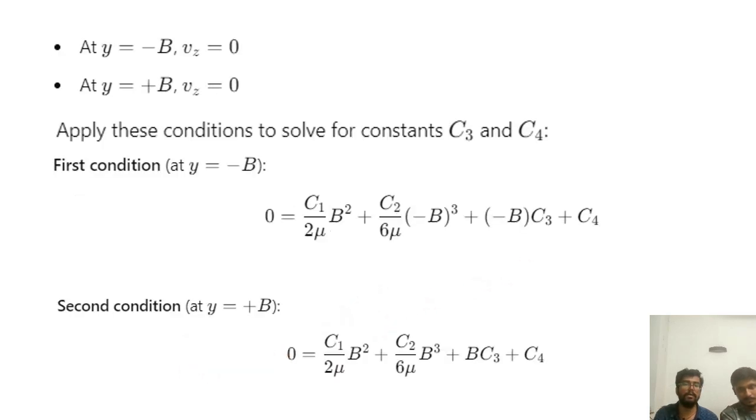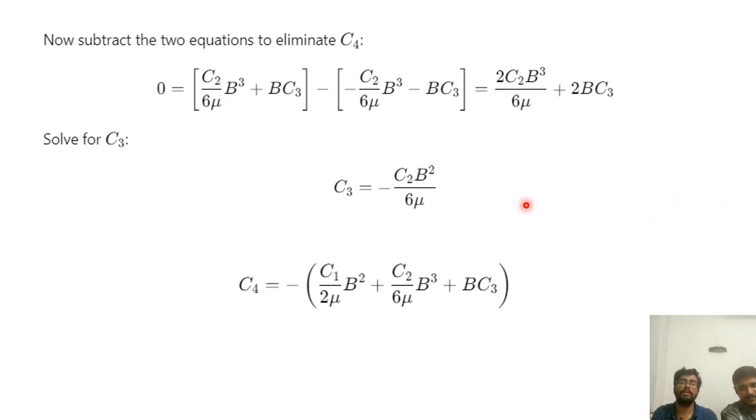No slip boundary condition. So after applying this no slip boundary condition, first we will put y is equal to minus b and vz is equal to 0. So we will get this equation. And after we will put y is equal to plus b and vz is equal to 0. We will get these both equations. Now from this we can subtract this equation to eliminate C4. So after eliminating C4, we will get C3 in terms of C2. C2 is again one constant which I had taken at the starting. We will get C3 as a function of C2.